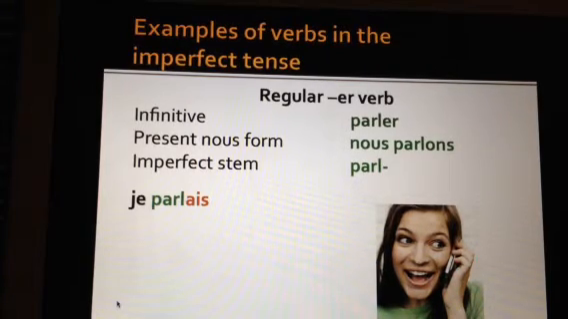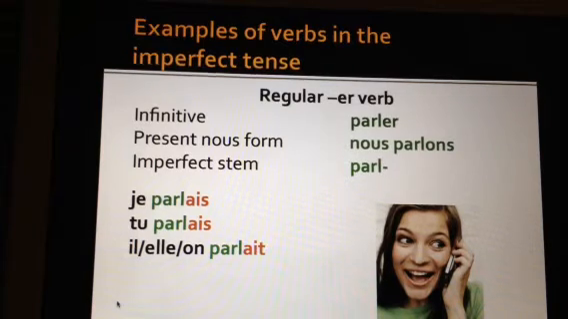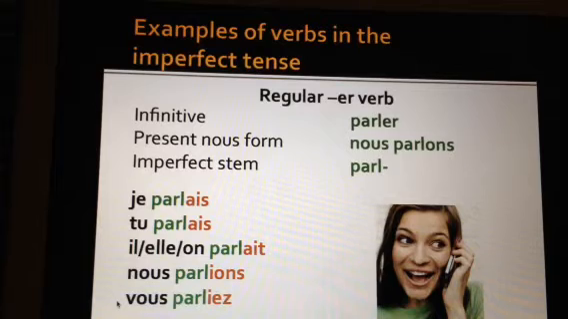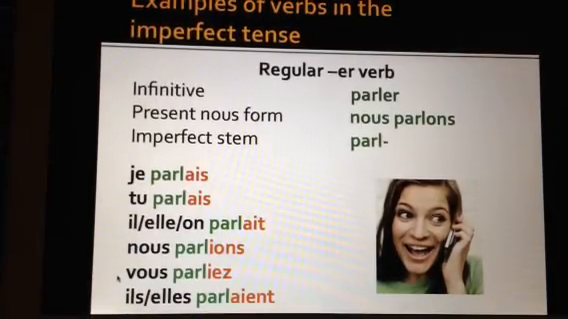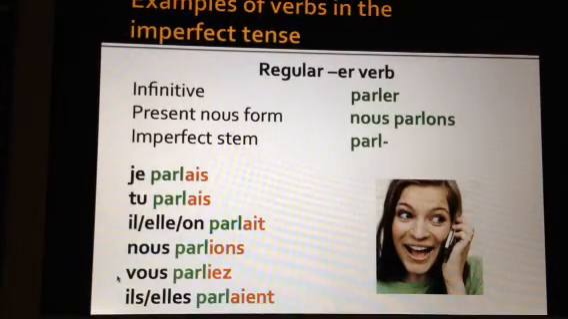So if you wanted to say I was talking or I used to talk, je parlais. You used to talk, you were talking, tu parlais. Il, elle, on parlait. He, she, one was talking or used to talk. Nous parlions. We were talking, we used to talk. Vous parliez. Y'all used to talk or were talking. And ils, elles parlaient. Okay.